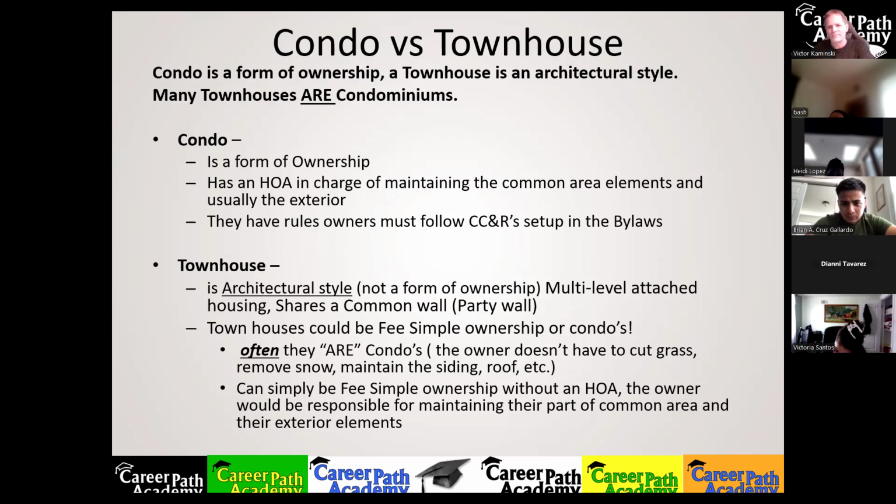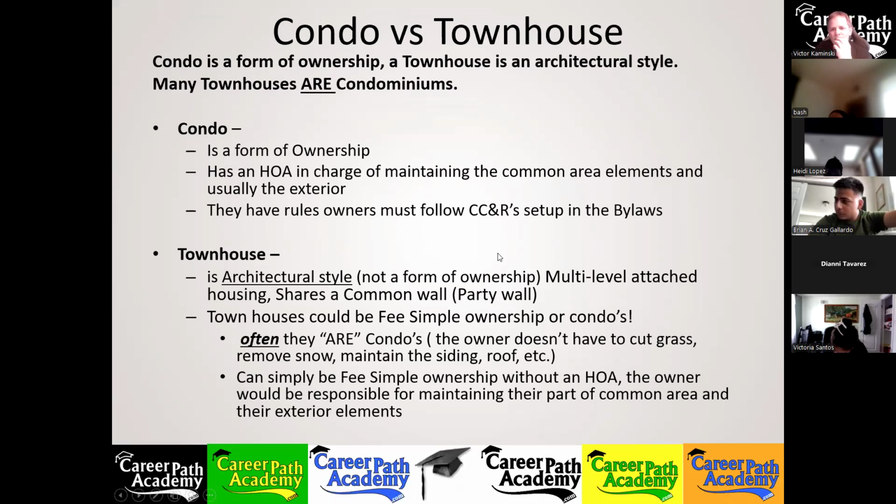But generally, people are saying, yes, we are living in a townhome, we are purchasing a townhome, we are selling a townhome. But like you say, the townhouse is only a style. So a condo is a form of ownership. You could have a townhouse that is a condo, but not always.